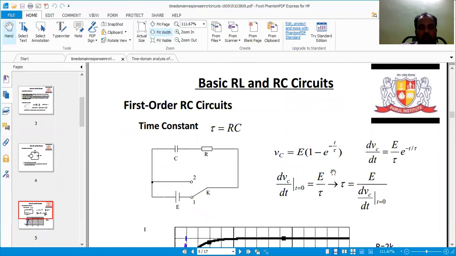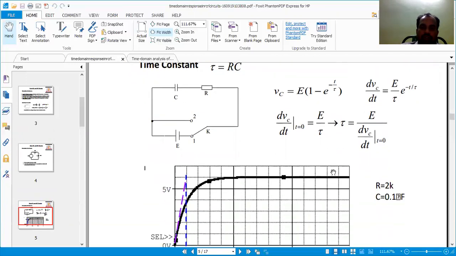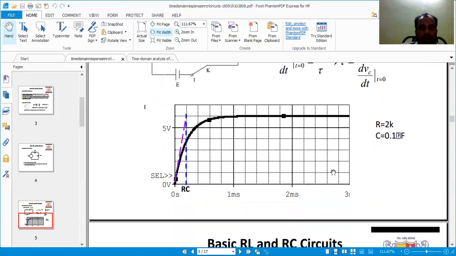The time constant tau equals R into C. Okay, here V_C equals e to the power of minus t by tau, so dVc by dt equals e to the power of minus t by tau. When t equals 0, the starting time, e to the power of 0 equals 1, dVc by dt.